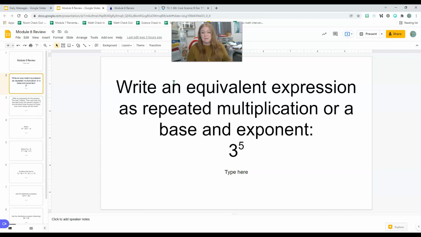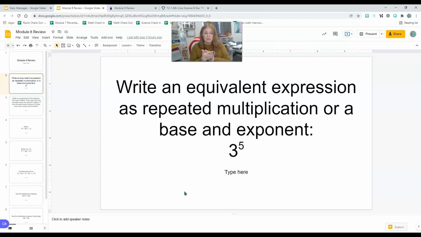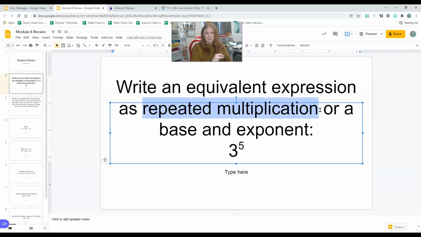Hey, slide number 2 says to write an equivalent expression as repeated multiplication for the base and the exponents. What you need to do here is you're going to type here. So 3 to the 5th, right? This is not 3 times 5. It's not 3 plus 5. This is 3, 5 times. 3 times 3 times 3 times 3 times 3. You don't even have to solve it. You're just writing out what does 3 to the 5th look like as repeated multiplication.